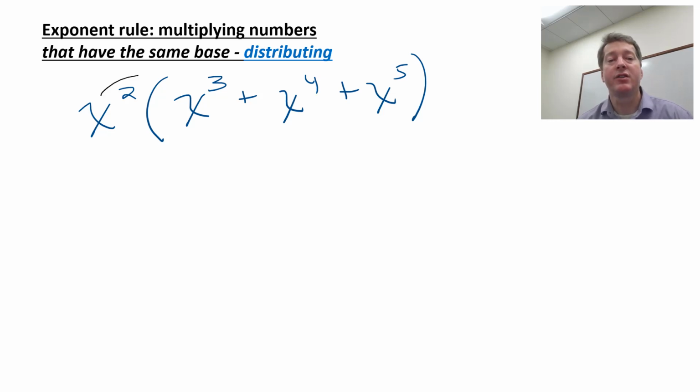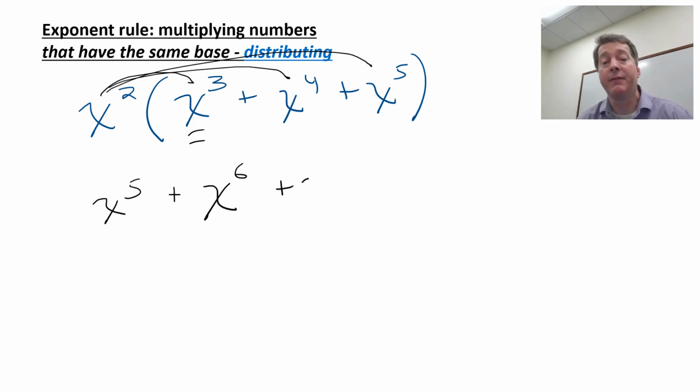This is the same as x squared times x cubed plus x squared times x to the 4th plus x squared times x to the 5th. You distribute the x squared. So x squared times x cubed, that's what? X to the 5th. Plus x squared times x to the 4th is what you add, so x to the 6th. Plus x squared times x to the 5th is x to the 7th. So those are the same thing. That's distributing. And you're just applying the rule that when you multiply two numbers that have the same base but different exponents, you add the exponents.